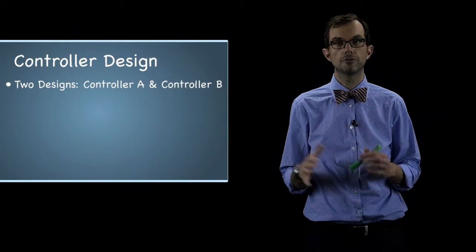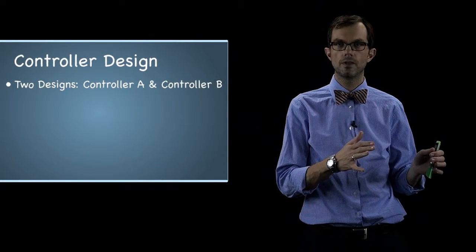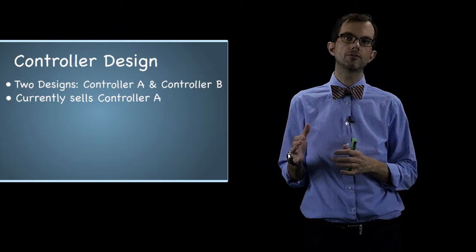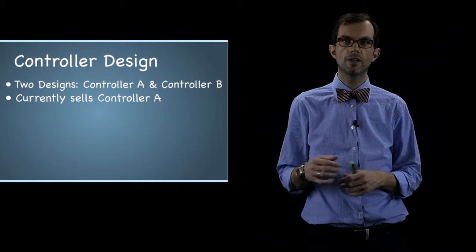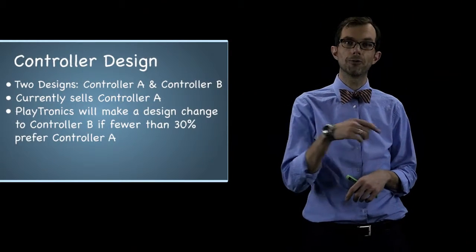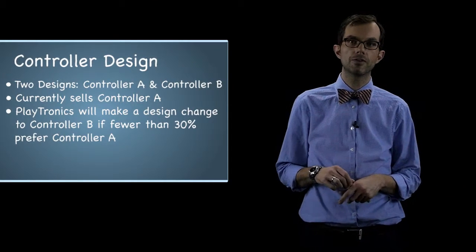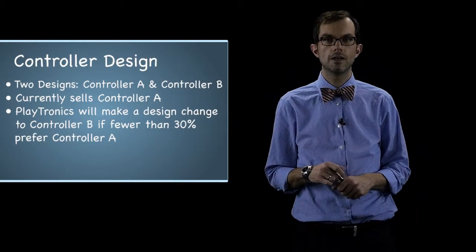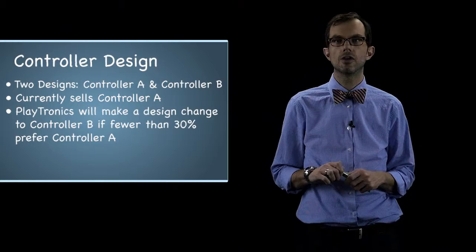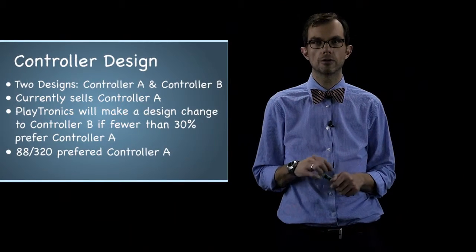Let's do one more example. Werner Brandis, a usability engineer for toy manufacturer Playtronics, surveyed video game players about which of two video game controller designs they preferred, controller A or controller B. The current controller being sold by Playtronics is controller A, but the company will make a design change to controller B if fewer than 30% prefer controller A. Of a sample of 320 users, 88 prefer controller A.